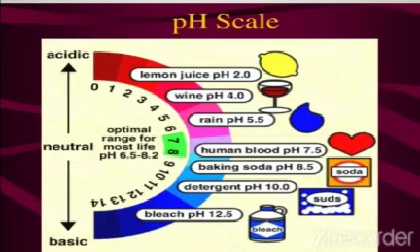Now the pH scale. What is the pH scale? The pH scale is used to test how acidic or basic a solution is. It consists of a mixture of dyes. It will tell you how acidic a material is. If your material has pH less than 7, it is acidic in nature. If the pH is equal to 7, it is neutral in nature. And if the solution has pH greater than 7, it is basic in nature.